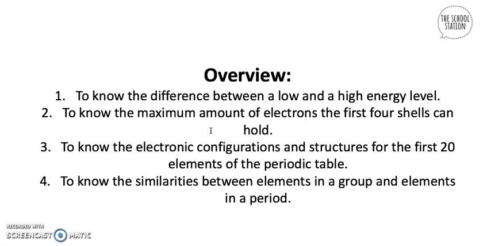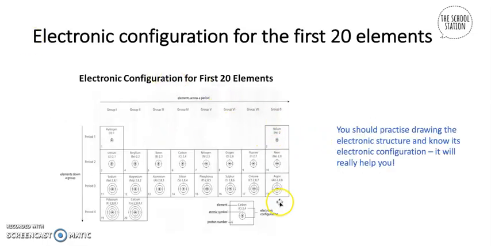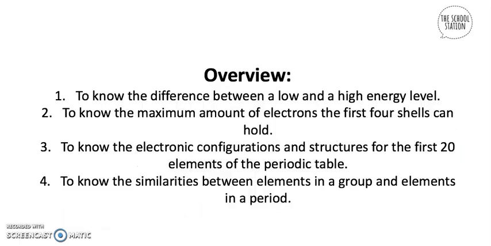And number 4, we learned the similarities between elements in a group and elements in a period. In a group, the similarity is that there is the same number of outer electrons, so we have 2, then excluding this, 8, and then 8 again as the last number. And for periods, we have the same number of shells throughout the whole period. So that's everything we have learned today.